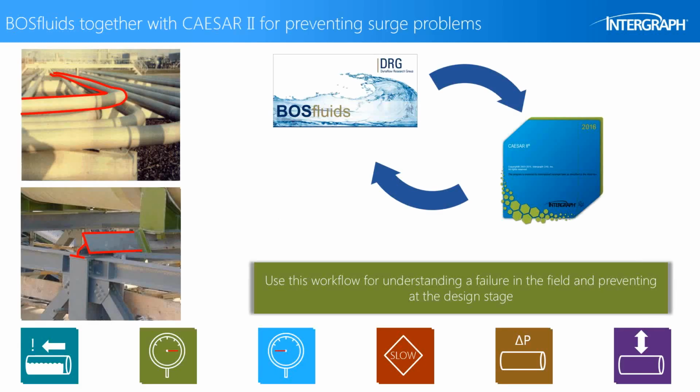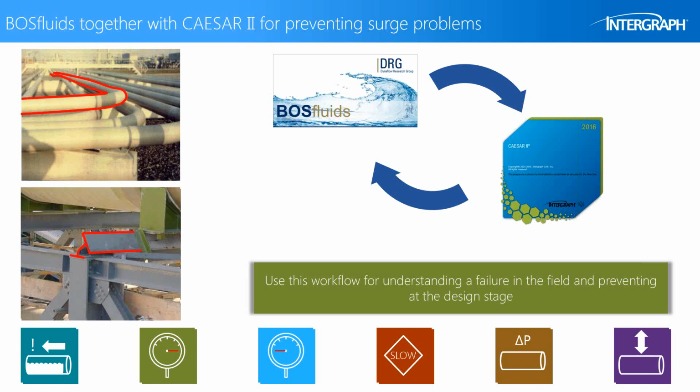So what have we seen here in today's webinar? Well, in summary, we've seen that BOSfluids can be used together with Caesar 2 to prevent surge problems happening in your piping system. The examples shown on the left-hand side are examples of the types of failures that we could see. And we can try to avoid problems due to things such as flow reversal, very high or very low pressure, pressure imbalances leading to unbalanced forces and therefore pipe movement, and also pipe vibration due to acoustically induced vibration and slow flow in the lines.